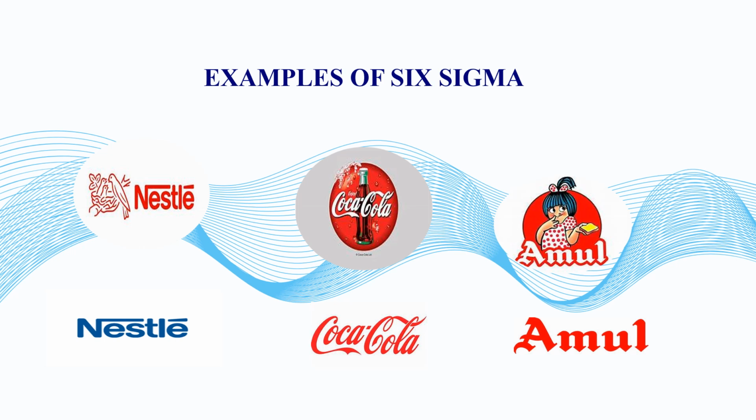Amul is the largest dairy brand, and uses Six Sigma to ensure product quality and improve dairy supply chain efficiency. How do they use Six Sigma? They use it for milk collection process, product safety, and efficiency gain. Milk collection process: streamline the milk collection process from local farmers, reducing spillage and improving milk quality through better storage solutions.